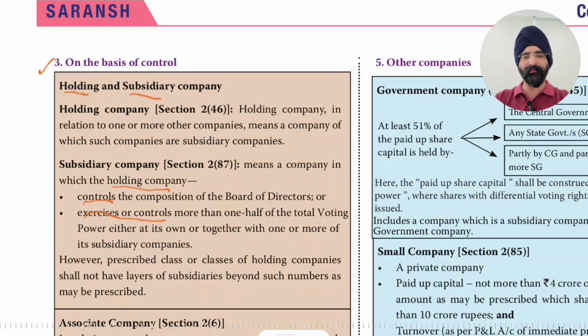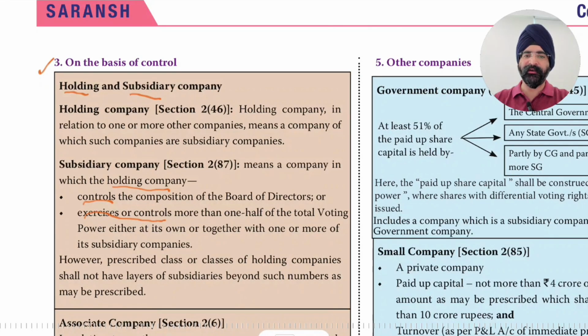And this is one part. Another part is there is an or provision: controls composition of board. There can be an agreement among companies whereby one company has control over the composition of the board. Means the board cannot be changed, directors cannot be changed without the concurrence of this other company. So in a way it is controlling the board. So in these ways a company becomes a subsidiary to another company.